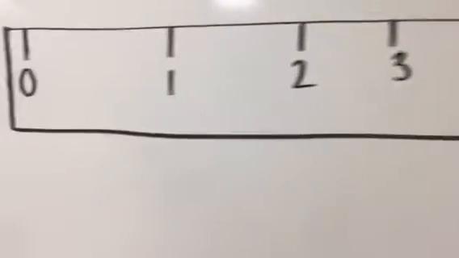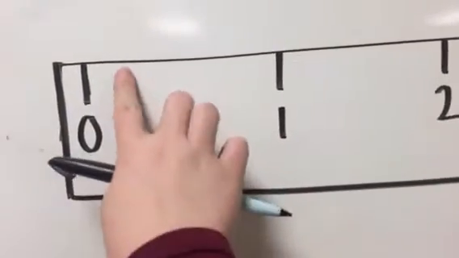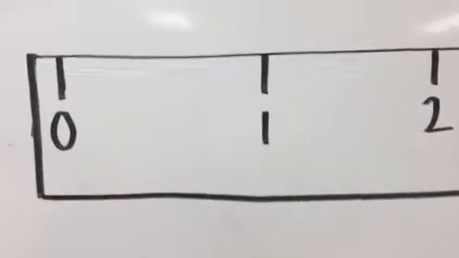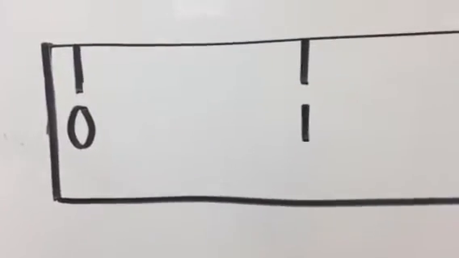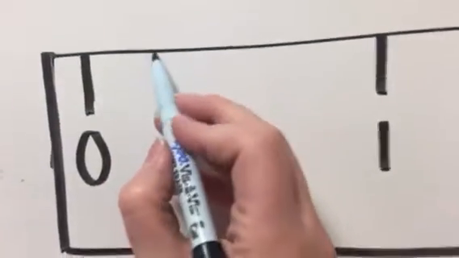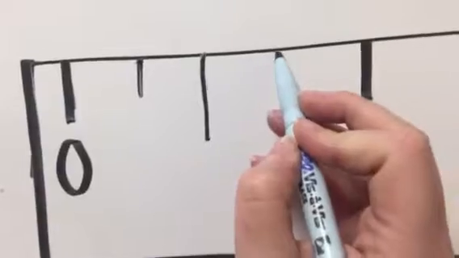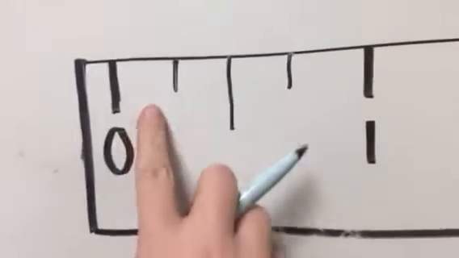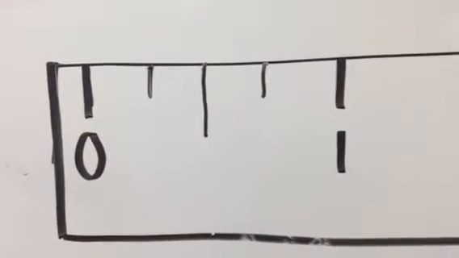So if we're measuring an object and it falls between 0 and 1, we need to be able to divide up the 0 and the 1 in a way that helps us measure more accurately. So the first thing I'm going to do is divide it into fourths, because that's what we'll be working with this year. So 1, 2, 3 lines, but it's actually fourths because I have 1, 2, 3, 4 spaces.